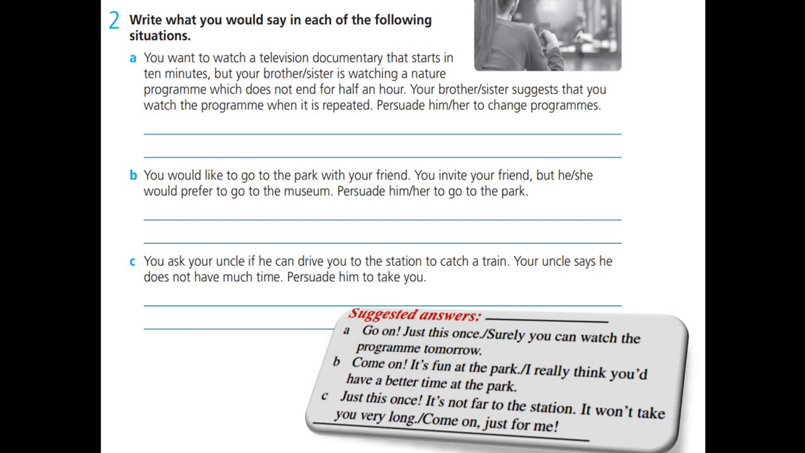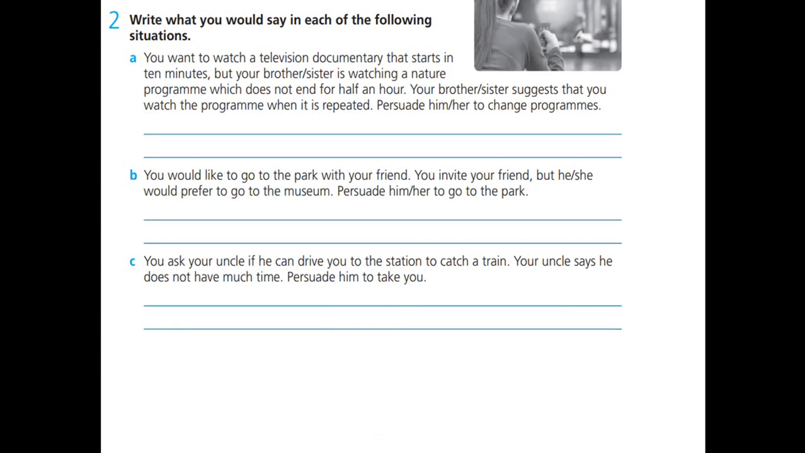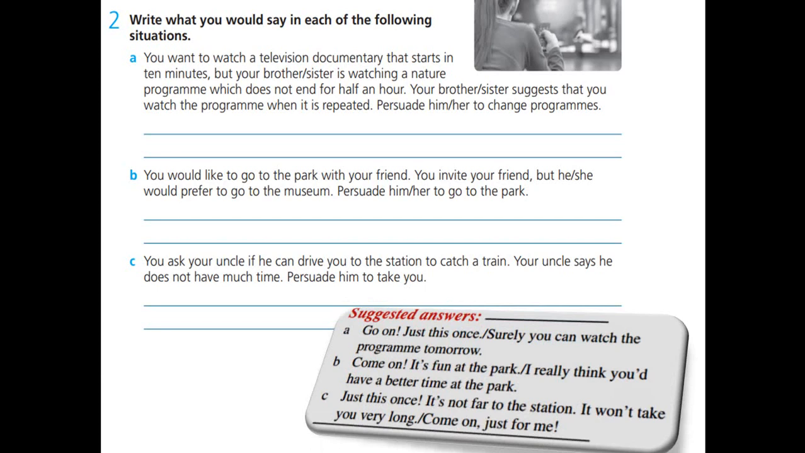Right, number B. You'd like to go to the park with your friend. You invite your friend, but he or she would prefer to go to the museum. Persuade him or her to go to the park. So you say, come on, it's fun at the park. I really think you'd have a better time at the park. So one of these can be used as persuasion.